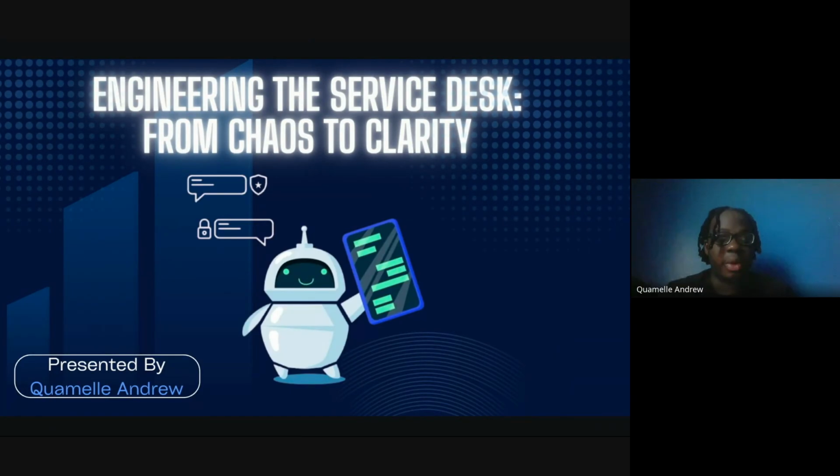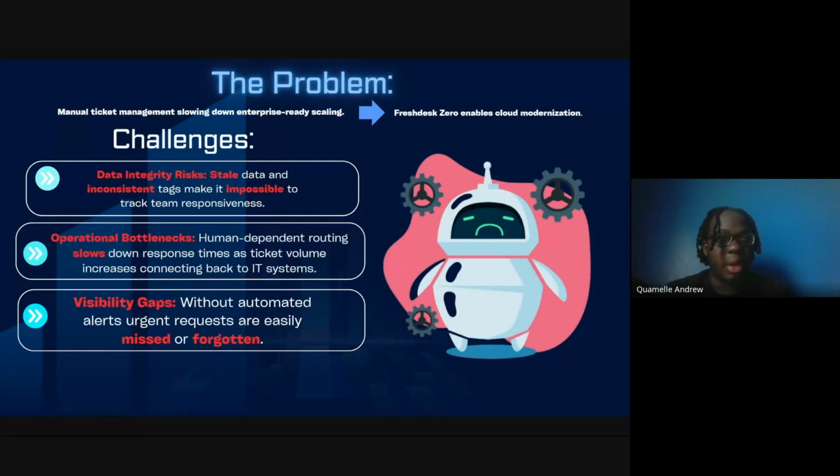My name is Quamelle Andrew, and I'll be presenting Engineering Service Desk from Chaos to Clarity. The problem being manual ticket management slowing enterprise readiness, which is also a problem because it ties back to cloud modernization.